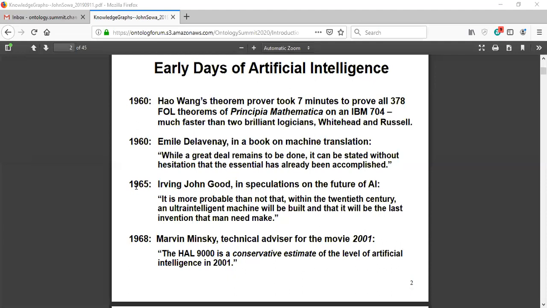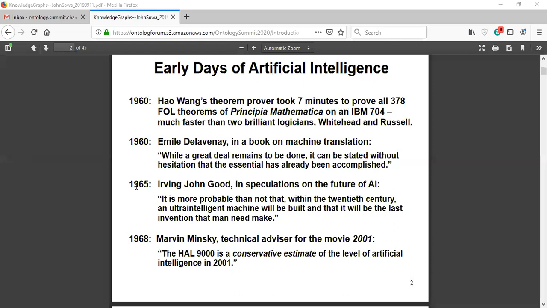And in 1965, I.J. Good, who had done a tremendous amount of work in probabilities and early work in AI, said, "It is more probable than not that within the 20th century, an ultra-intelligent machine will be built and that it will be the last invention that man need make." Well, we're now almost 20 years past the 20th century, and we still haven't gotten there.